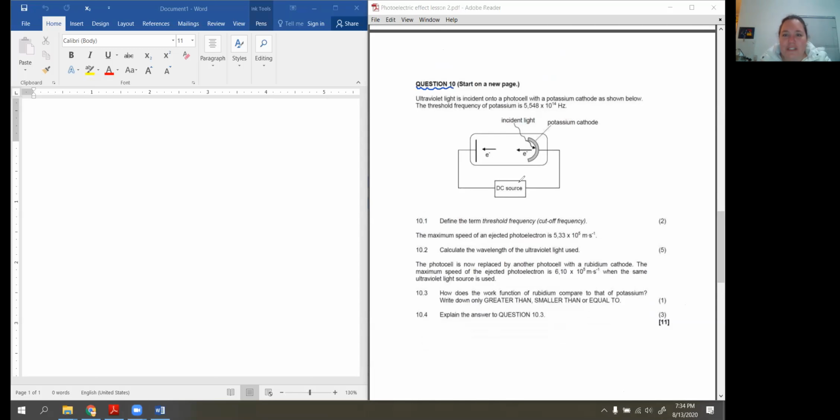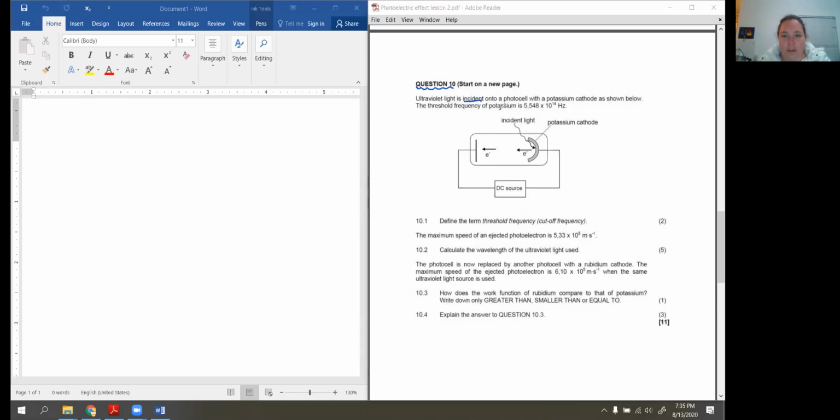Okay. Question 10 says ultraviolet light is incident. Incident means shining onto a photocell. There's a picture of our photocell with a potassium cathode, as shown below.